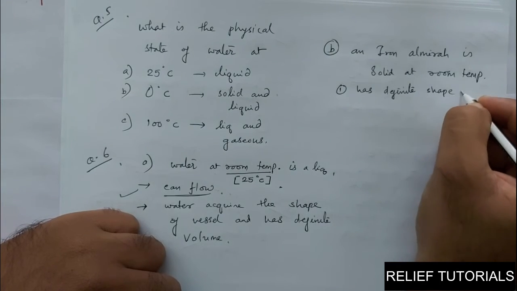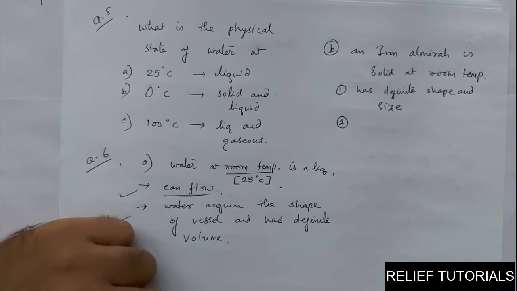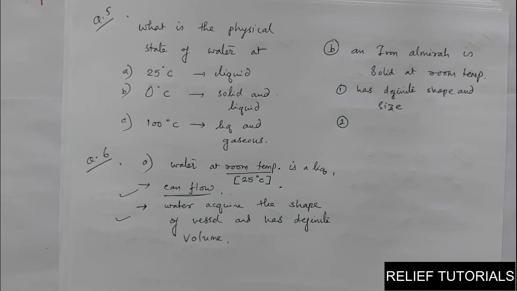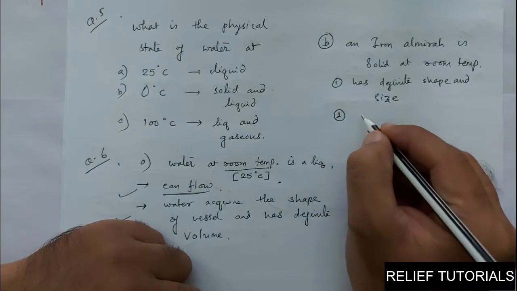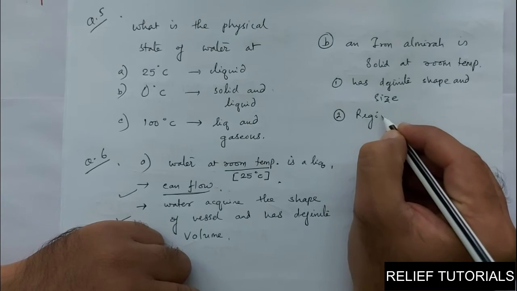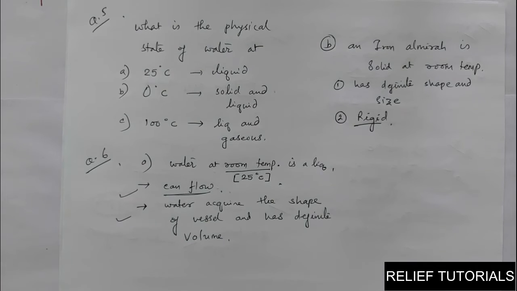Definite shape and size. First thing, when you look at the iron almari day to day, the shape is not changing, the size is not changing, so it has a definite shape and size, and it is not moving from its place. It remains there only until we apply force. So this property is rigidness. So the iron almari at our home is rigid and has a particular shape and size. So we can say that the iron almari is a solid substance at room temperature.